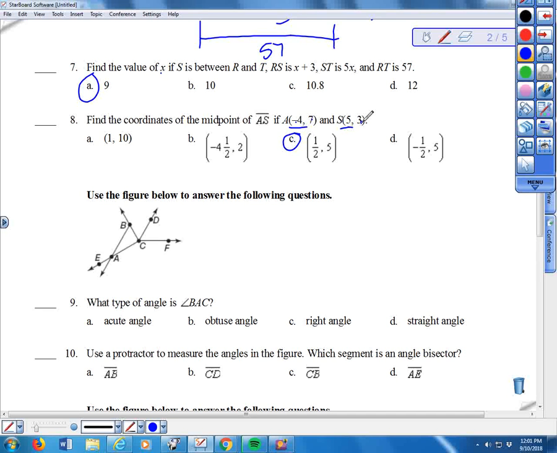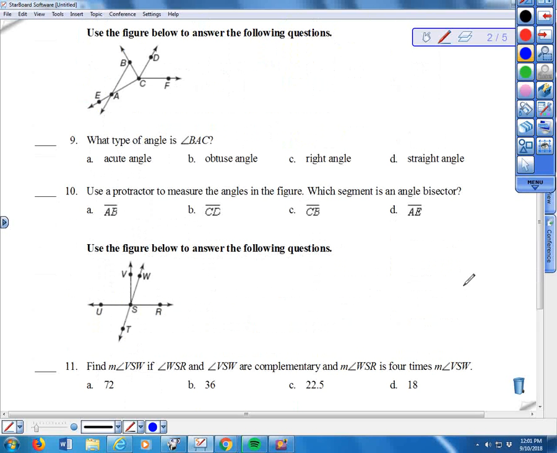Okay, use the figure below to answer the following questions. What type of angle is angle BAC? Well, that's this right here. I'll probably give this to you on paper to answer your question, just so you can make marks on it. Might help you visualize it. BAC, acute, yep. Use a protractor to measure the angles in the figure. Which segment is an angle bisector? Looks to me like CD, without even measuring, because I don't see two other angles that look to be equal.